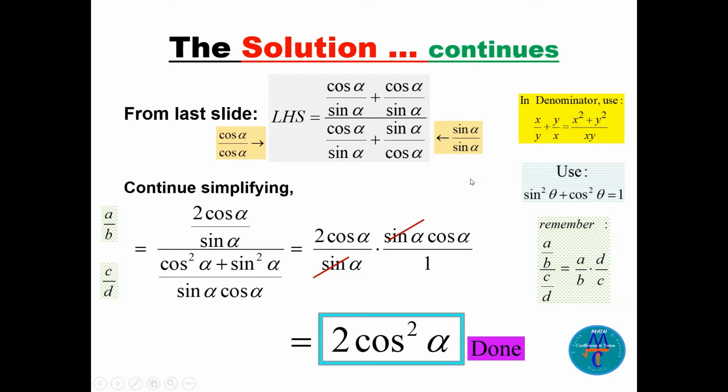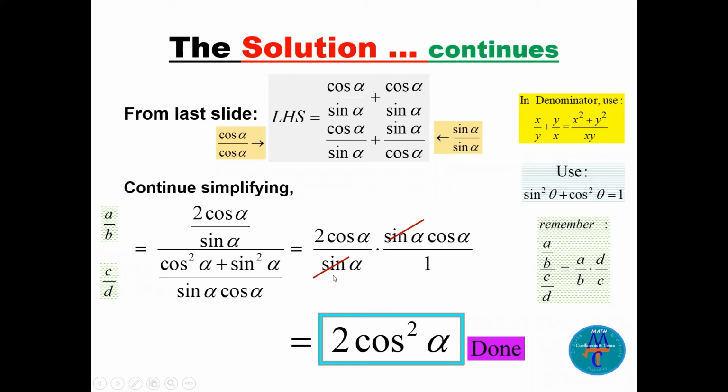Now we have here also a simple fraction, c over d. We have this formula here, division of two fractions. We leave the first fraction, we multiply by the reciprocal of the second, which is d over c. So I write 2 cosine of alpha divided by sine of alpha. Here I multiply by the reciprocal, sine of alpha, cosine of alpha, divided by all this, which is 1. We know sine squared of theta, any angle, plus cosine squared of the same angle, is always equal to 1.